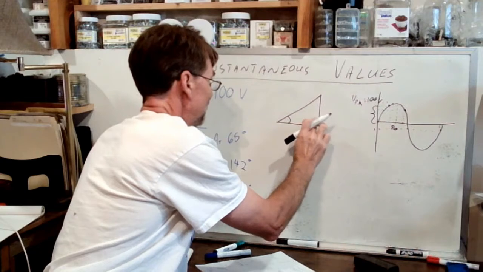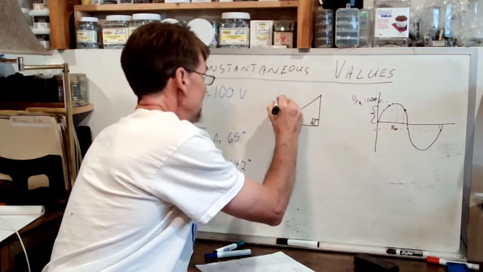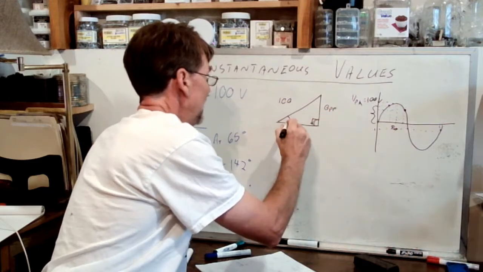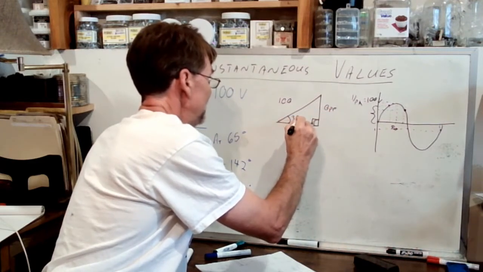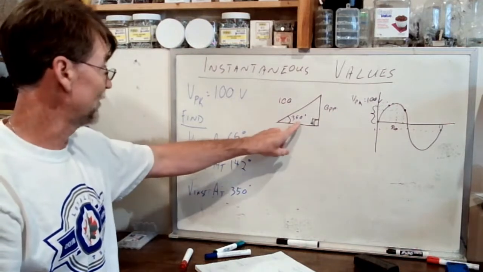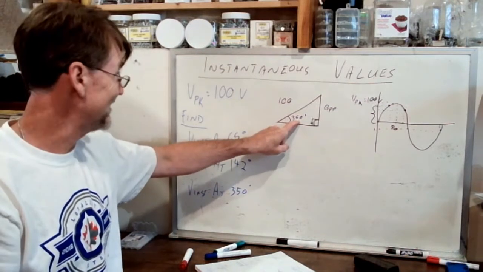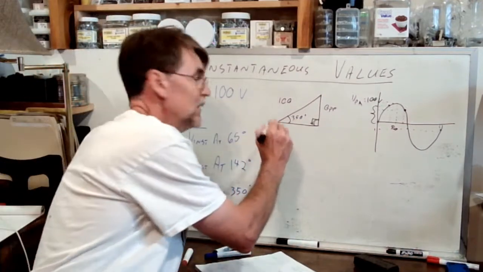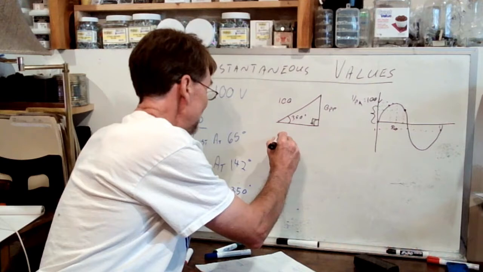Oops. That's the right angle. This is 100 volts. This is what we're trying to solve for. And the angle is 350 degrees. Okay, really starting to hurt the head. To think that the inside angle of a right angle triangle could be 350 degrees doesn't make any sense. But let's let the calculator deal with it.